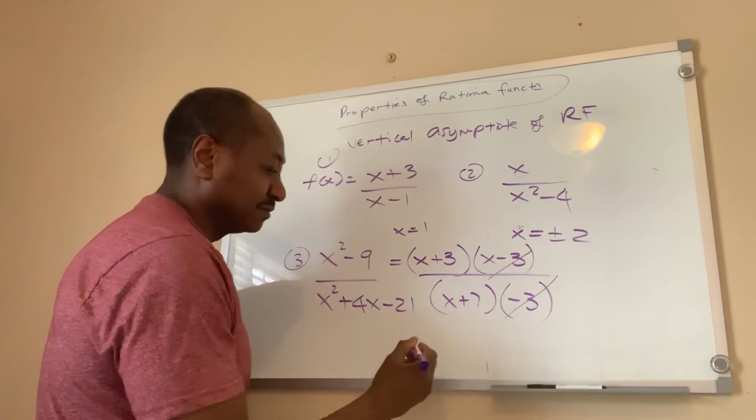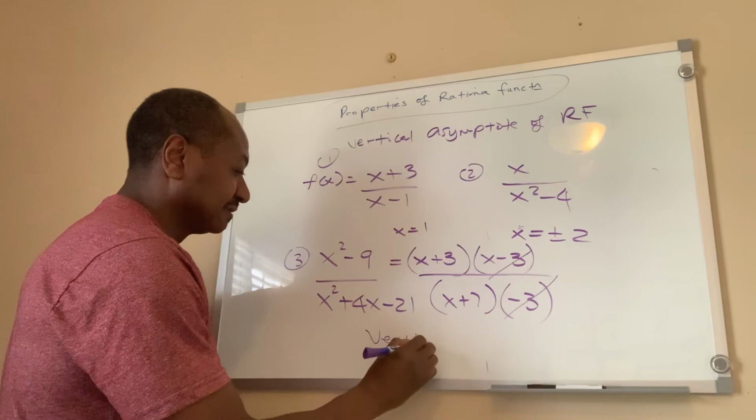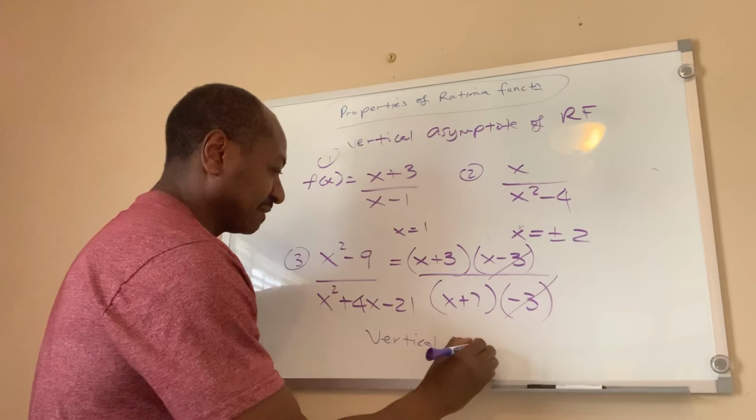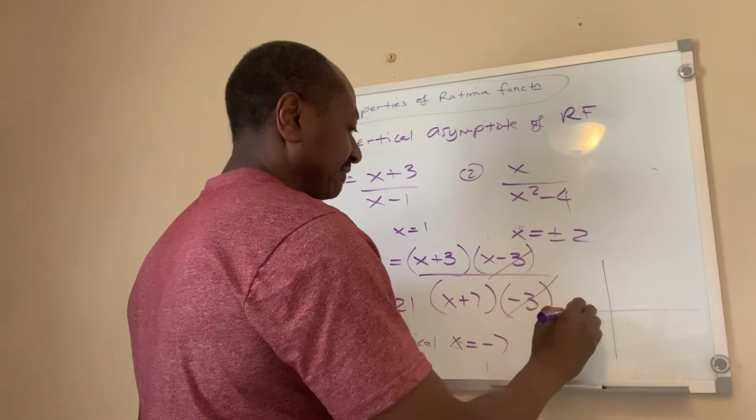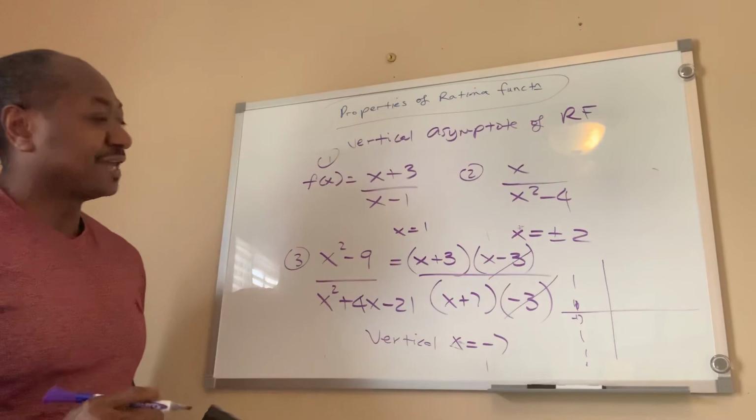So our vertical asymptote is going to be x equals what? Minus 7. So if you were to draw your line, assuming minus 7 is here, this is your vertical asymptote, right? So that is how you find your vertical asymptote. Okay, all right.